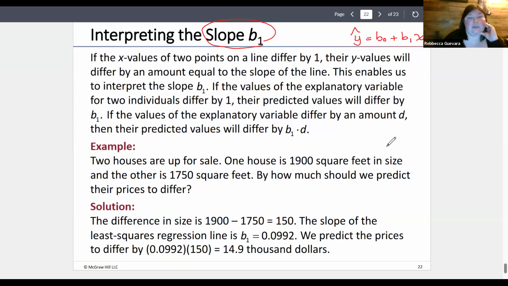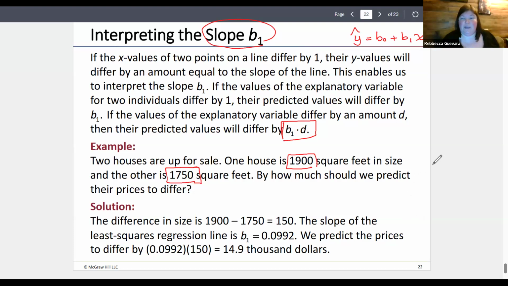If the values of the explanatory variable for 2 individuals differ by 1, their predicted values will differ by B1. If the values of the explanatory variable differ by amount D, then their predicted values will differ by amount B1 times D. So 2 houses are up for sale. One house is 1,900 square feet and the other is 1,750 square feet. By how much should we predict their prices to differ?